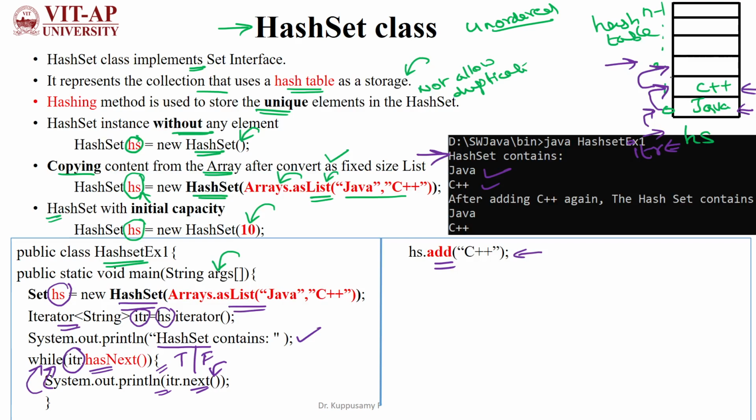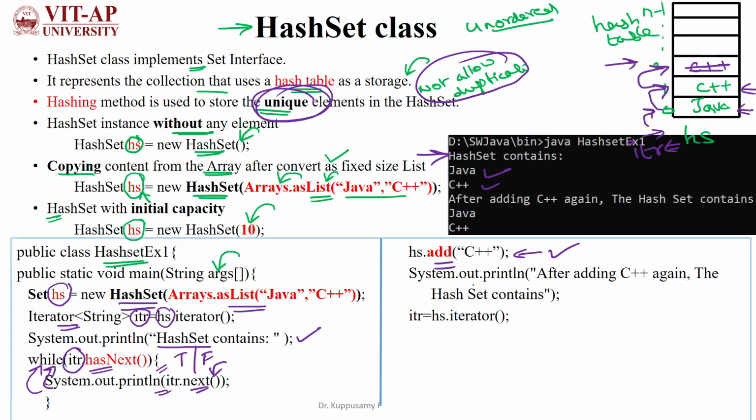So here I am going to add one more C++, but as per the HashSet procedure, which will have only unique elements, that means it does not allow any duplicate. So it will not allow any duplicate even though you are adding by using the add method, right? After that, I am again checking what the hash set is having after adding C++.